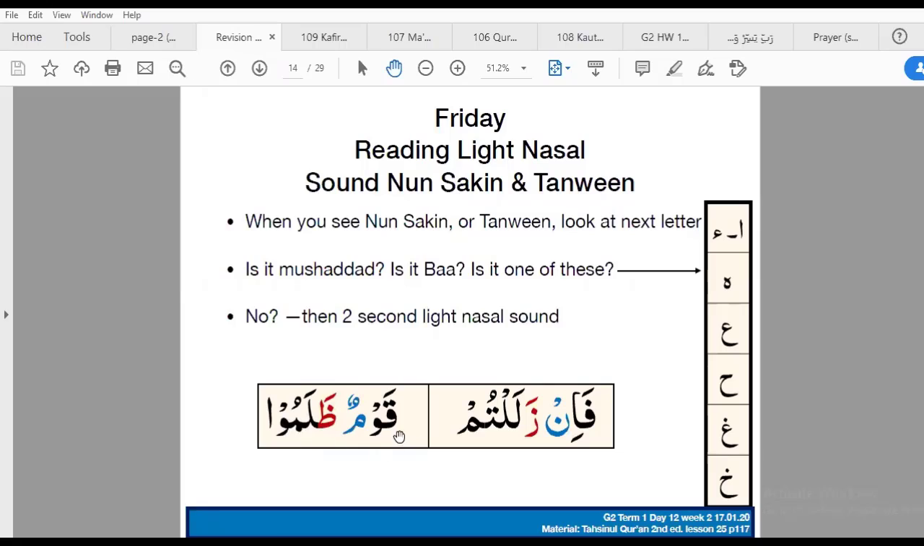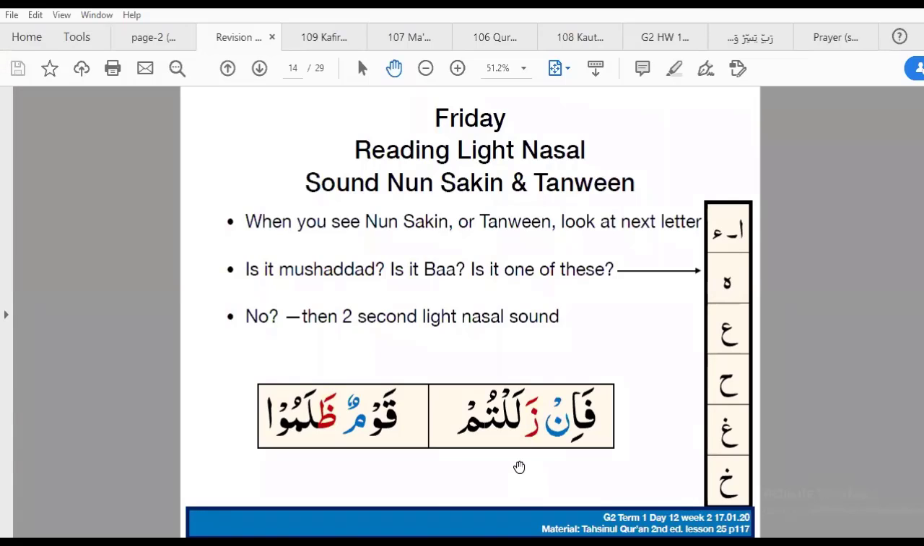So could you try and say this for me now? قوم ظلموا. Excellent. Well done. That was really nicely read. Now in the Quran, there are various places where you will have to look at the next letter to see what sound you have to make. And this is one of those examples.